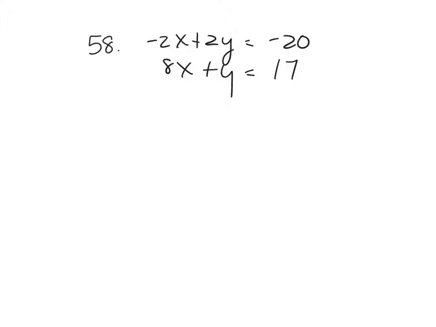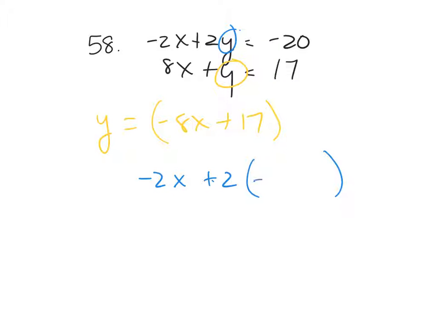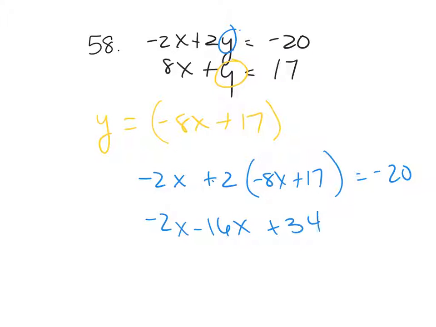We look for a naked variable, which is this y right here, and we say y equals -8x plus 17. Put it in parentheses, and now we write that other equation, -2x plus 2. Oh, there's a y. We're going to replace that with -8x plus 17 equals -20. So we have -2x minus 16x plus 34 equals -20, and that's -18x equals -54, so x equals 3.